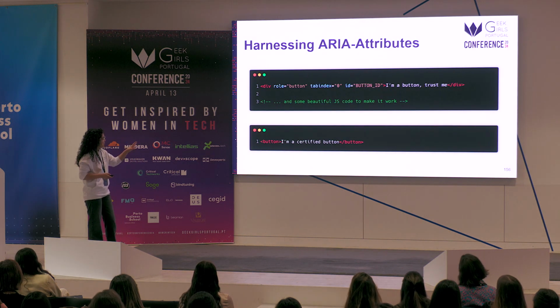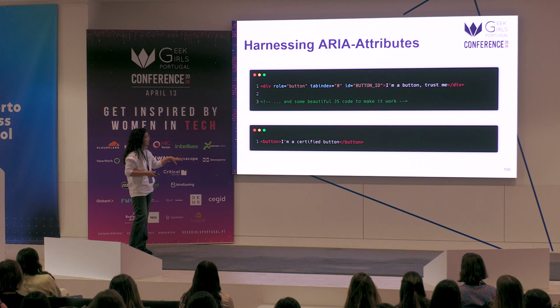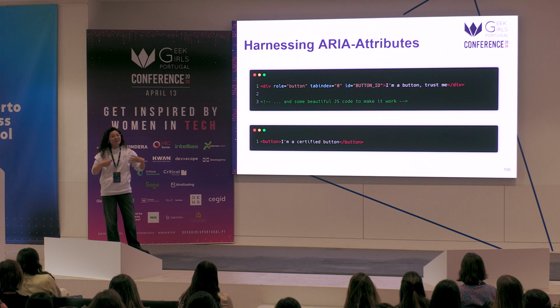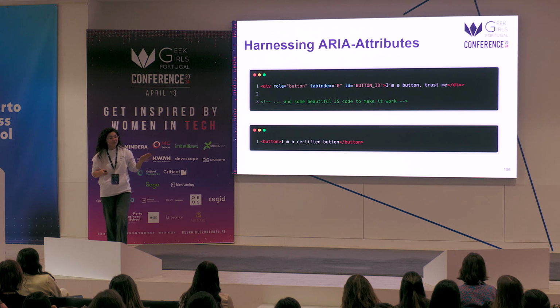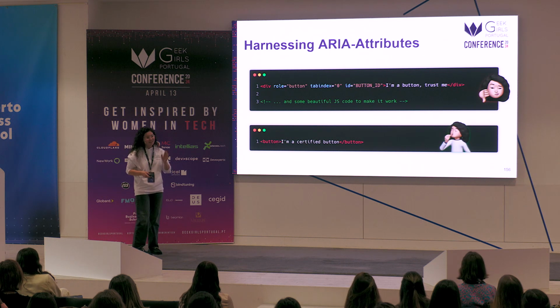I have another silly example here. You can actually recreate a button. It's easy. Just add a bunch of attributes, and then add a bunch of CSS, and also use tons of JavaScript to make it functional. So don't use the first one. Always try to use semantic.